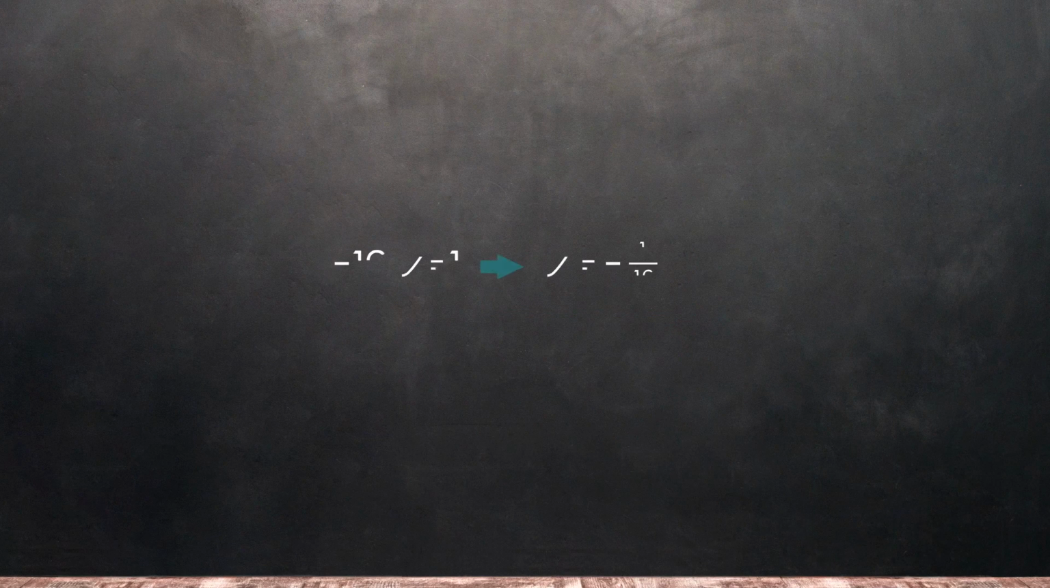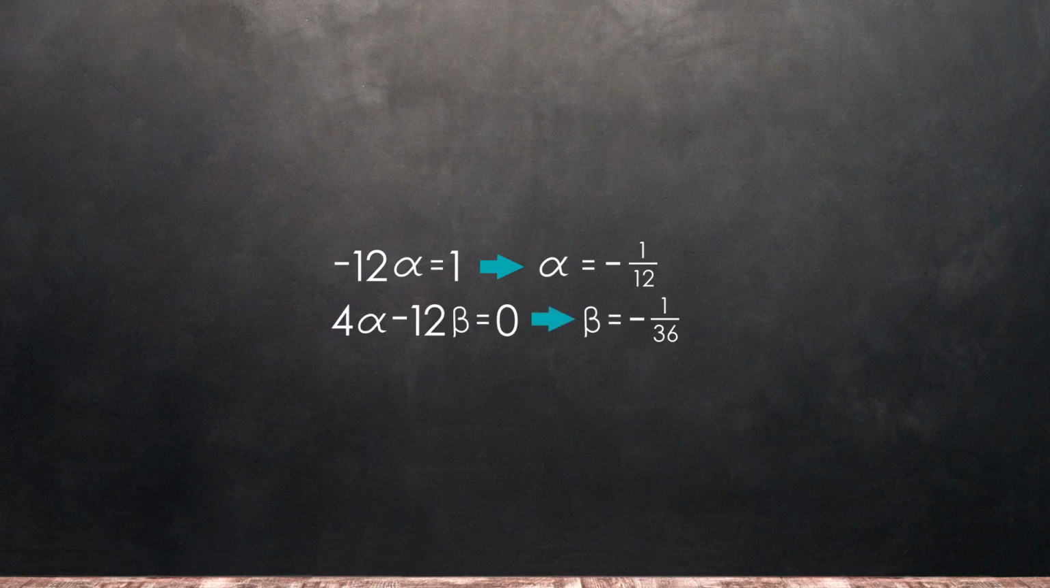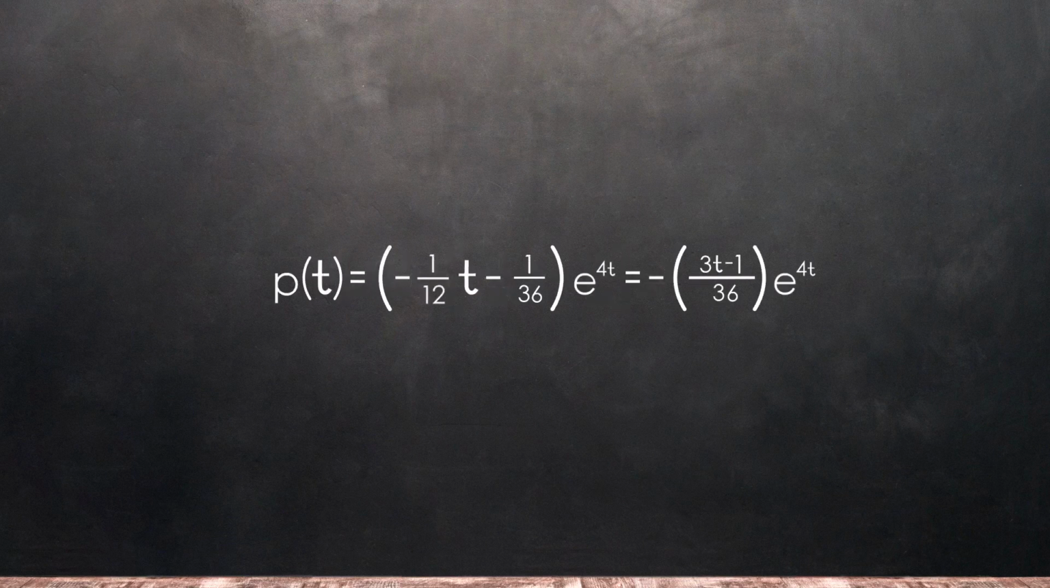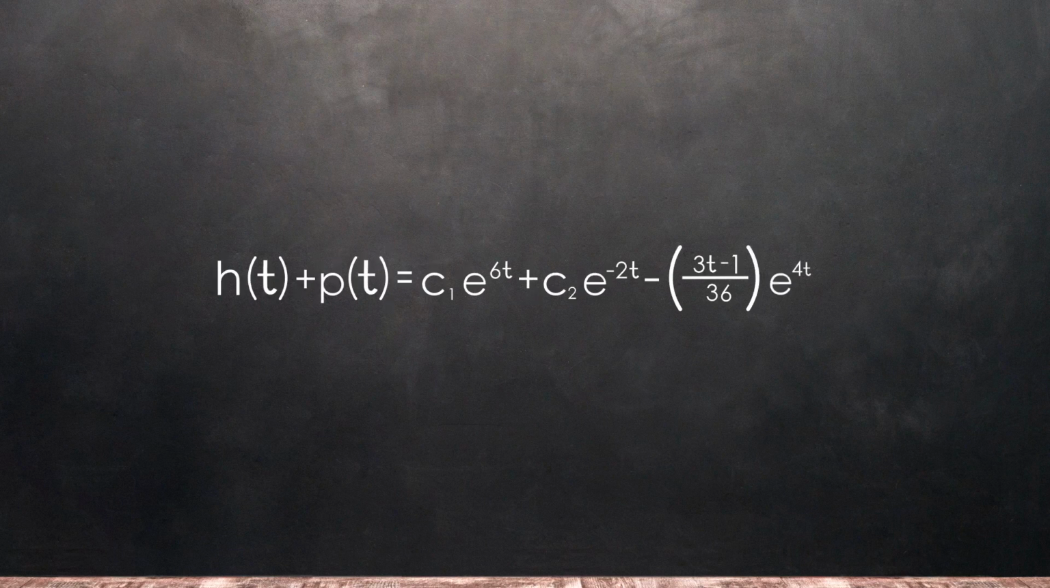Solving for alpha and beta, we get alpha is negative 1 over 12, and beta is negative 1 over 36. Now we can substitute these back into P of t, and we have our particular solution, which we can simplify. The complete solution to our differential equation is therefore C1 e to the 6t plus C2 e to the negative 2t minus 3t minus 1 over 36 times e to the 4t.